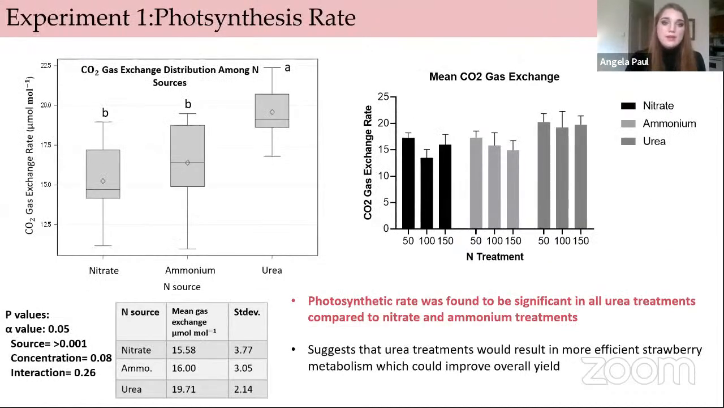And then lastly, I looked at the photosynthesis rate. For this data, I did find that there was a significant amount of CO2 gas exchange in all of the urea treatments compared to both the nitrate and ammonia. So this suggests that the photosynthetic rate of urea is a lot higher than that of the other two sources of nitrogen, which could allow for greater yield and greater flower bud induction.